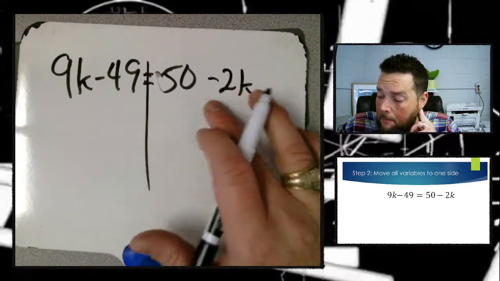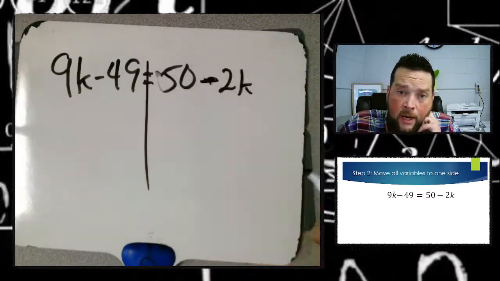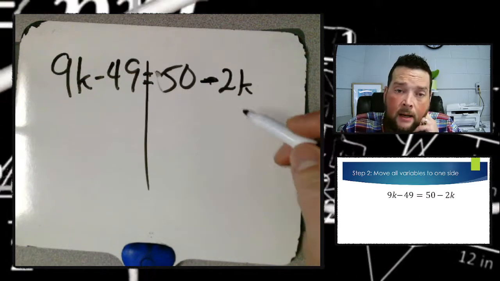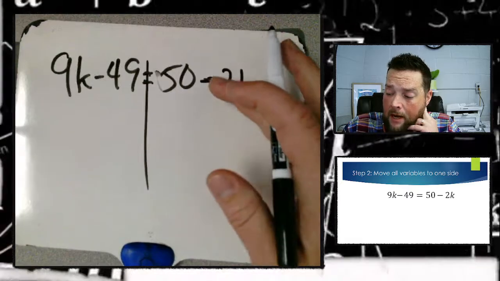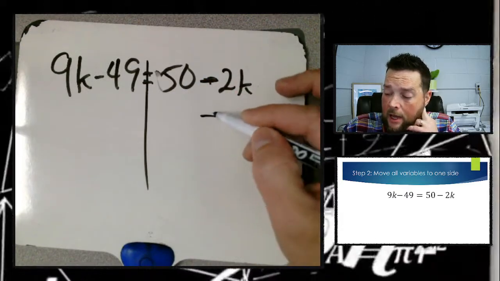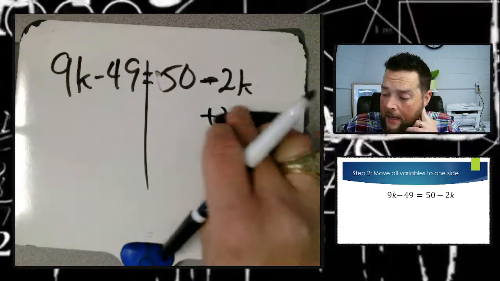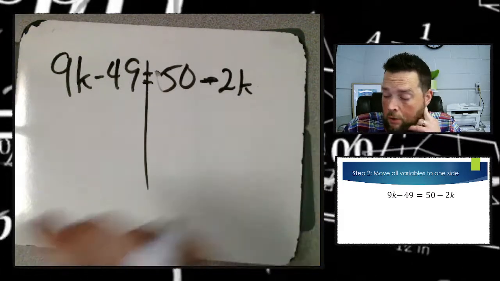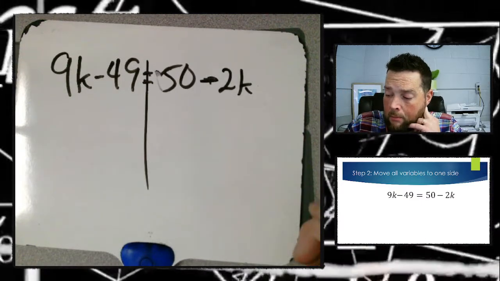Well, I have 50 minus 2k. The inverse operation, if your teacher teaches you that, comes in handy right here. What's happening right here is we're subtracting 2k, so the opposite of that would be to add 2k. Which is what we want to do ultimately, but I'm going to go back and pull this out just a little bit more.